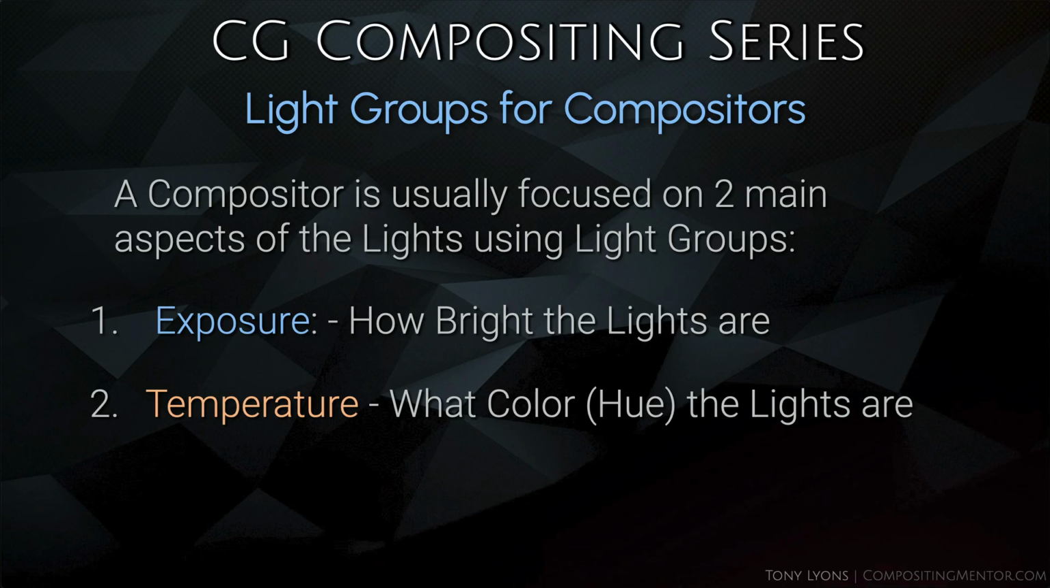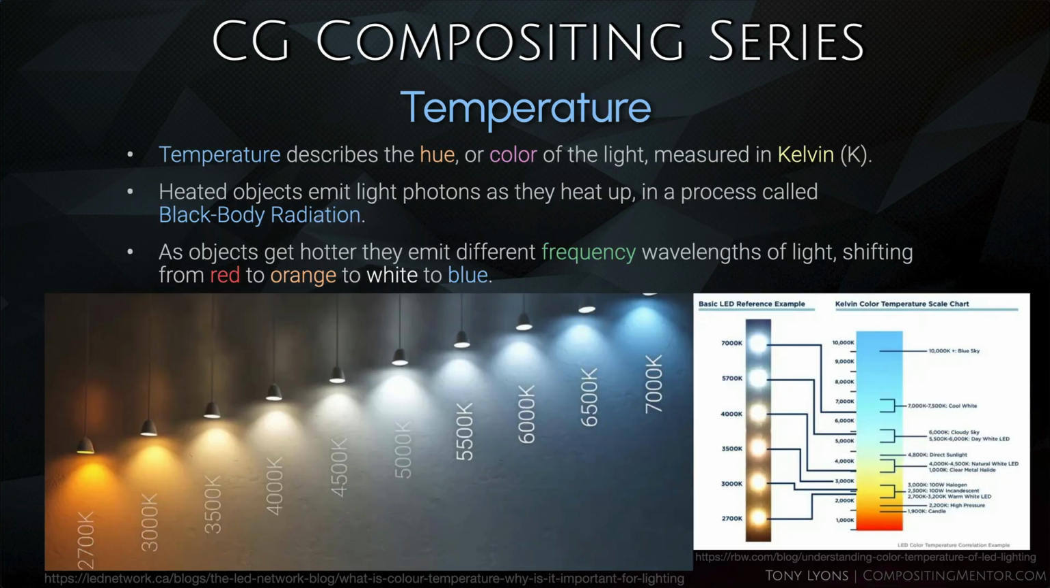Now that we talked about exposure, let's talk about temperature, which is what color the lights are. Temperature describes the hue or color of the light measured in Kelvin or K. Heated objects emit light photons as they heat up in a process called blackbody radiation. As objects get hotter, they emit different frequency wavelengths of light, shifting from red to orange to white to blue.